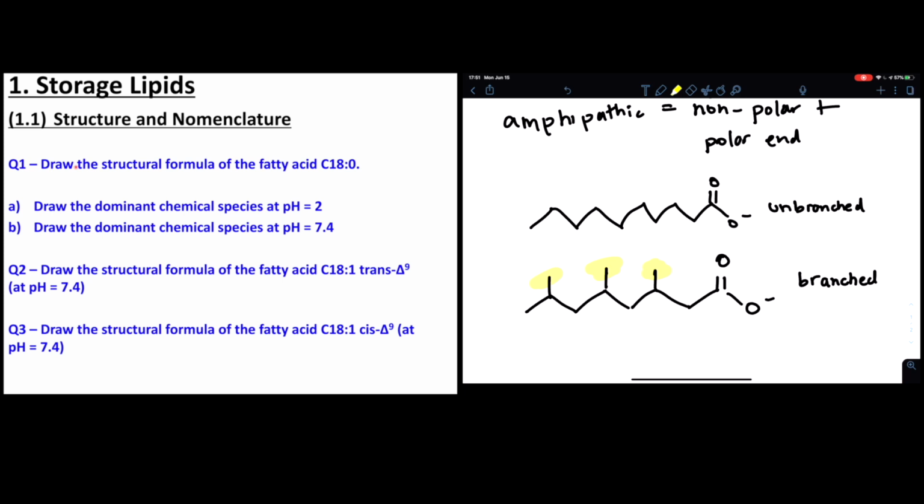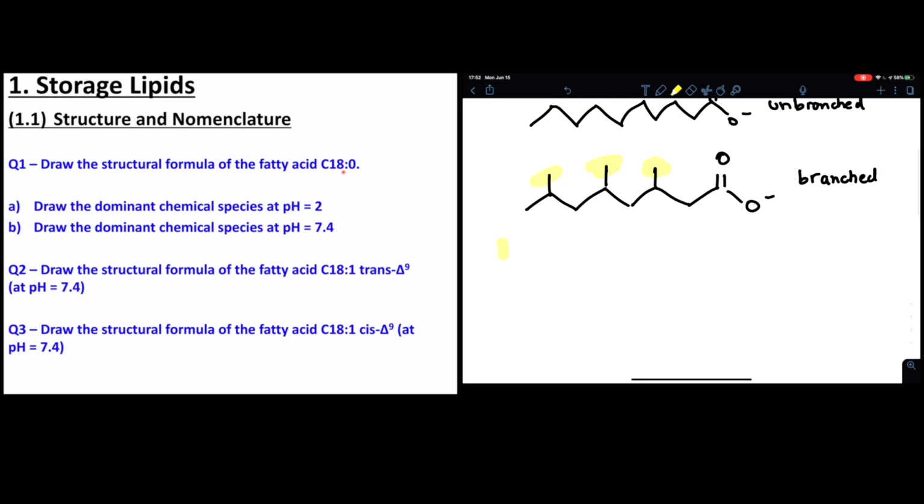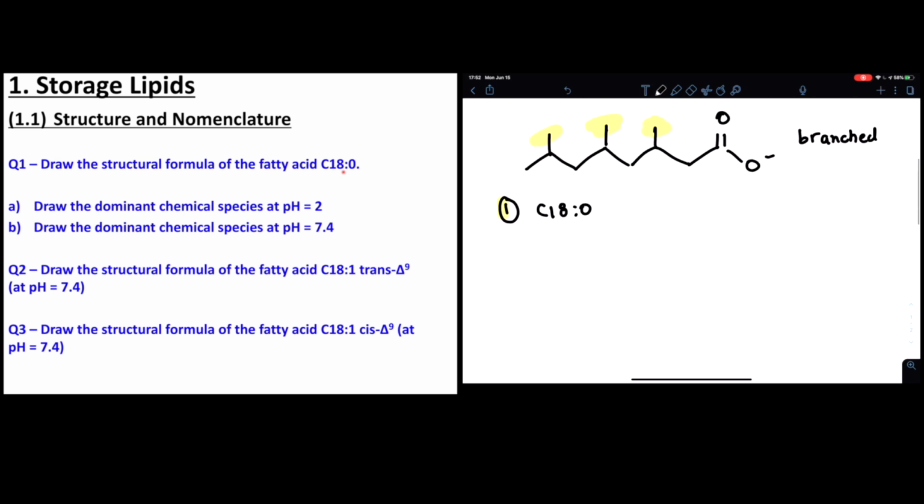In question 1, it says draw the structural formula of fatty acid C18:0. So we're trying to draw C18:0. We need to draw the number of carbons here as 18. So this is 1, 2, 3, 4, 5, 6, 7, 8, 9, 10, 11, 12, 13, 14, 15, 16, 17, 18. Okay, and we're going to put the carboxyl group over here.